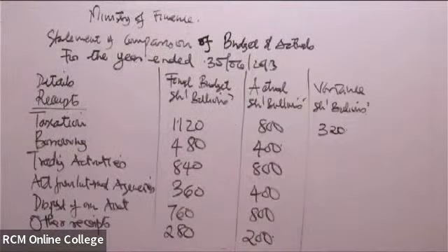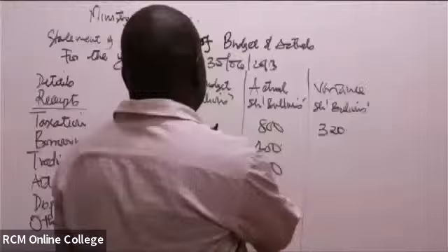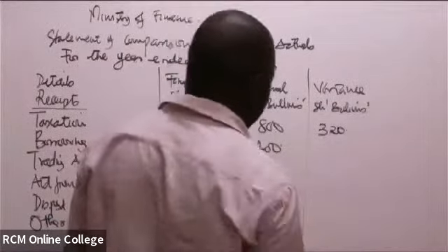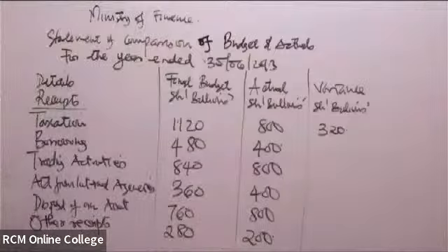So these variations can be adverse, or they can end up being favorable to the ministry. For example, if they were anticipating to get 1120 and they got 800, is this favorable or adverse to the ministry? It is adverse. It is not favorable to them. They were anticipating they'd get more money from taxation, but they got less.